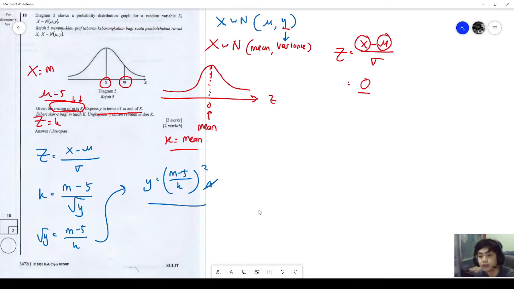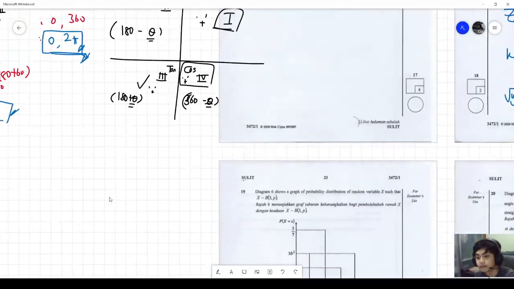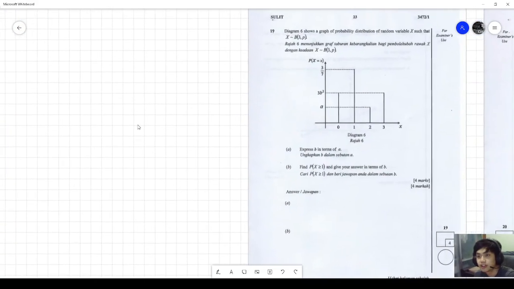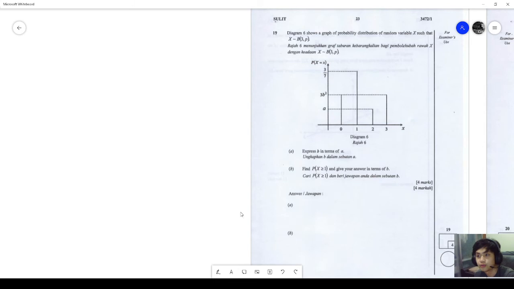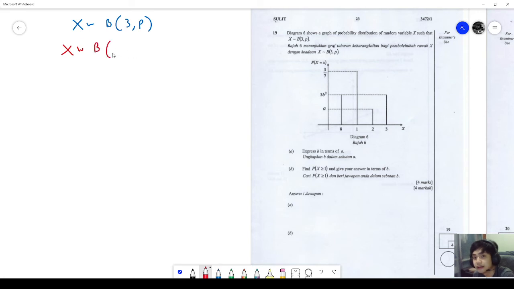Okay, so moving on to question 19. Question 19, diagram 6 shows a graph of probability distribution of random variable x such that x is distributed binomially, 3 and p. When we write like this, the stuff in the bracket is the number of trials on the left side, and the right side is the probability of success of a successful trial in this case.